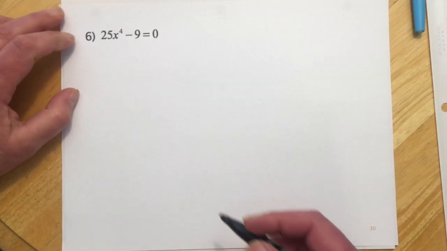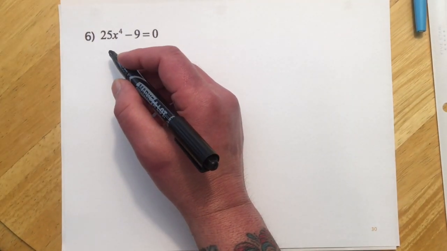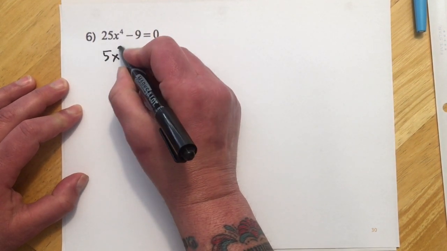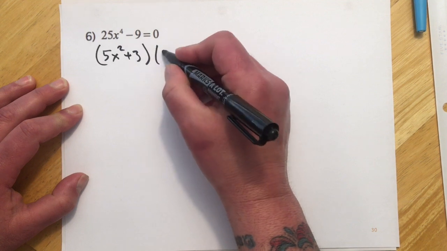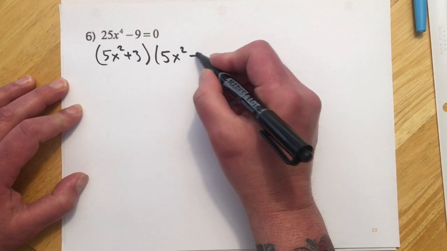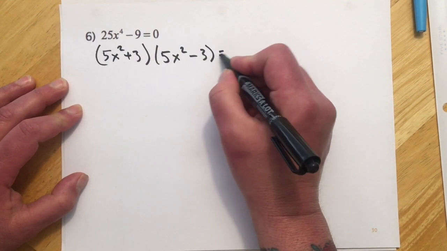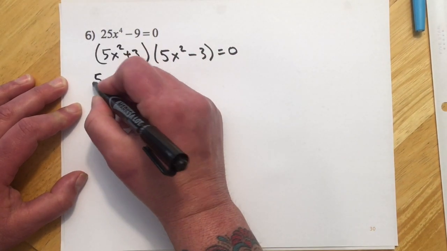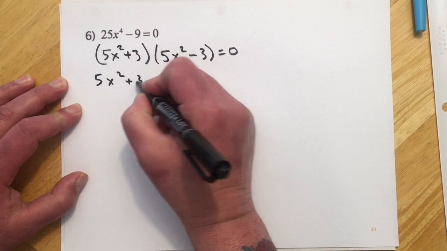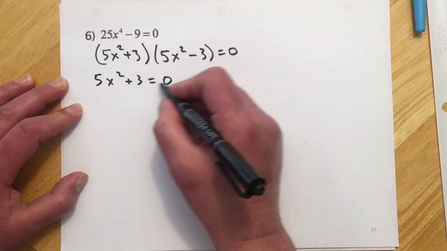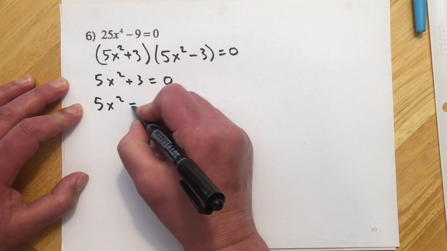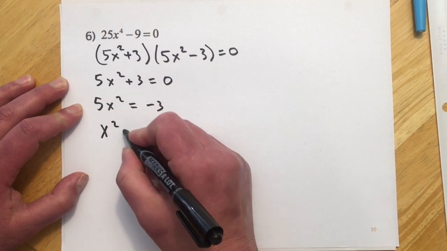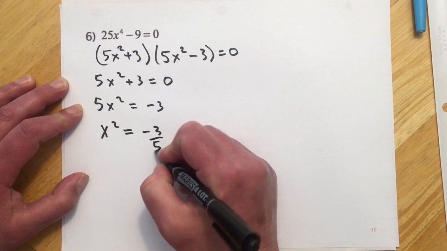This one we can factor by difference of squares. So I'll do 5x squared plus 3, 5x squared minus 3. And then from there, I'm going to just solve each of these equations. So 5x squared plus 3 equals 0. Moving this over, 5x squared equals negative 3. And then divide the 5 from both sides. And you're at x squared equals negative 3/5.